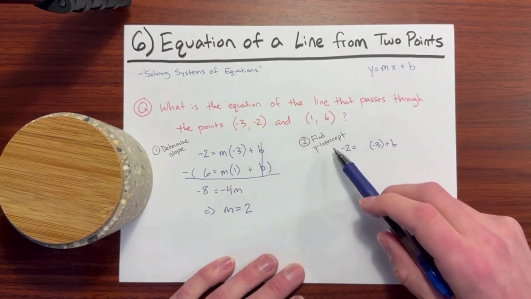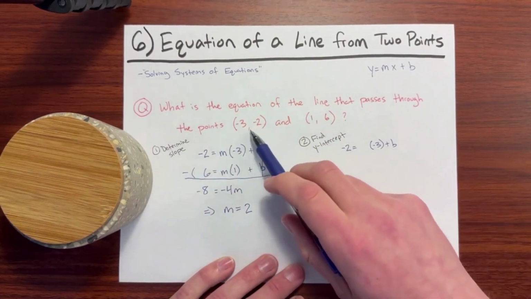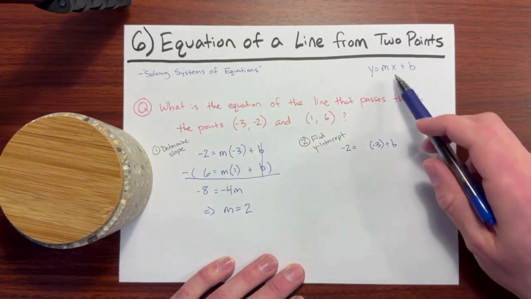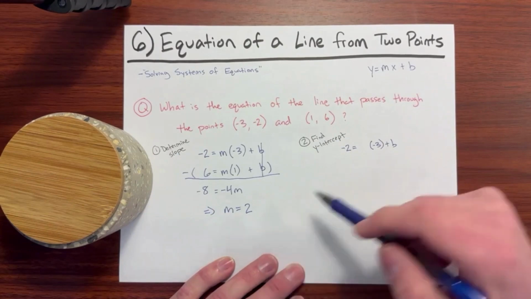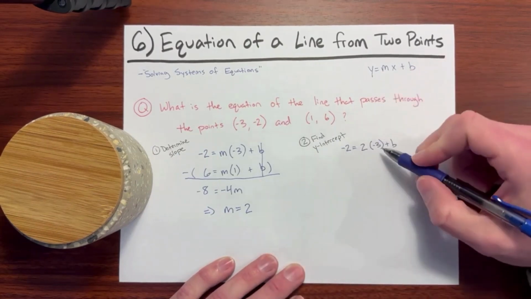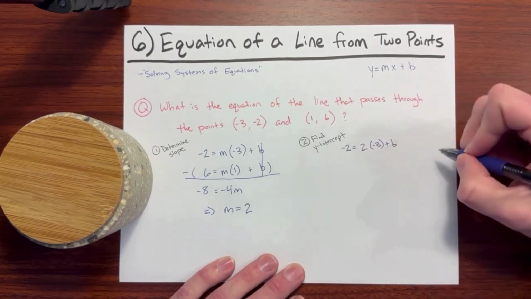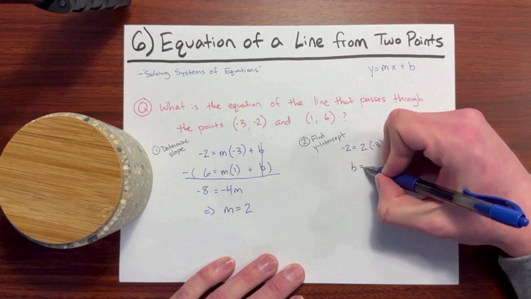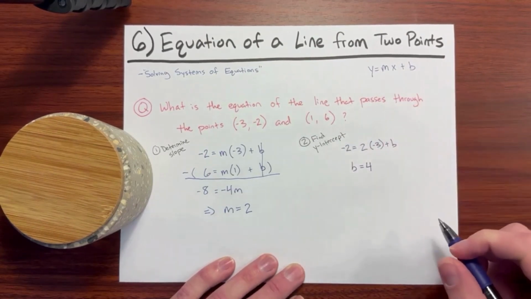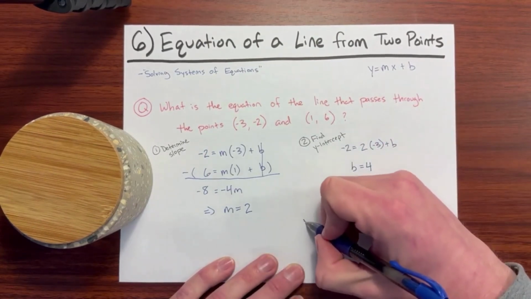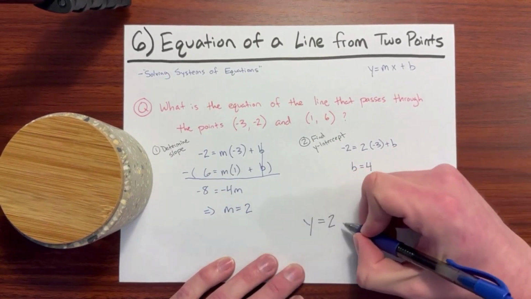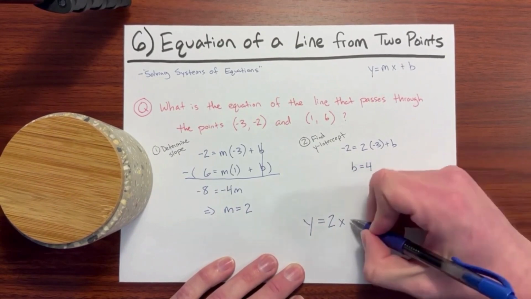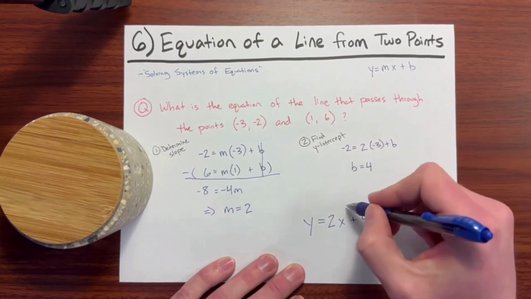Then we will find the y-intercept. Again, we can use point negative 3, negative 2 in the slope formula. So negative 2 equals, we determined the slope to be 2, times negative 3 plus b. Now we only have b to work with, and that works out to be 4. Putting all of this together then, we have y equals slope of 2, so 2x plus 4. And that would be your answer.